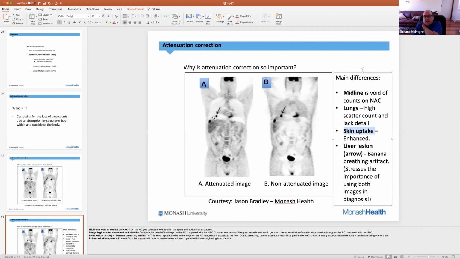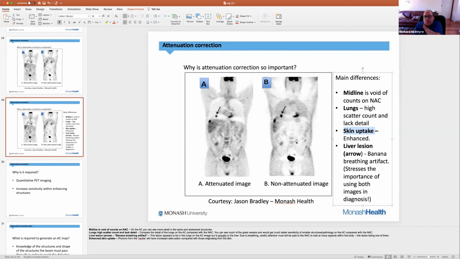And we've also got to think about breathing. This scan would have been acquired over a couple of minutes at least. I think this lesion is in the liver, but because of the breathing, it appears to be in the lungs. So we've got to look at the non-attenuated image to help us decide where exactly that lesion is. Okay. Don't worry too much about that.